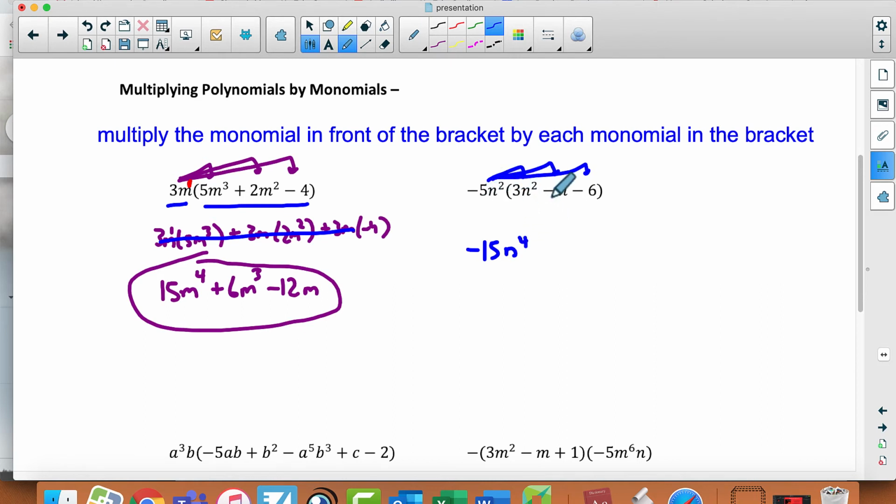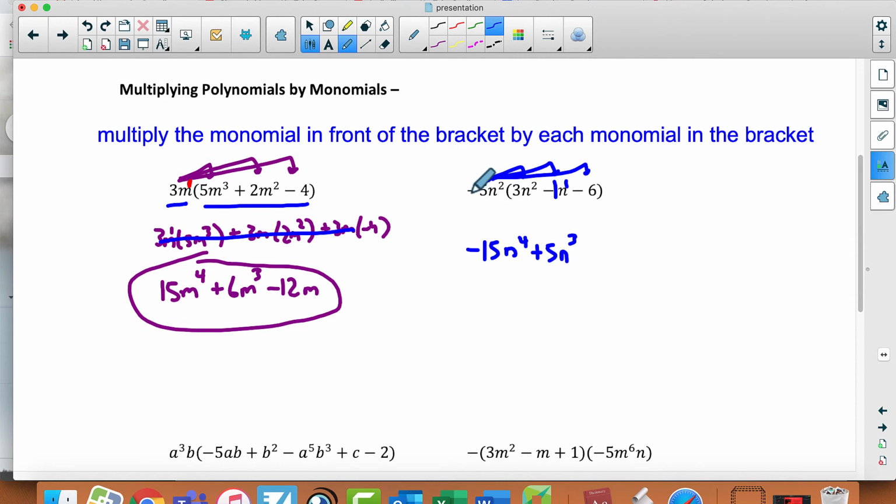Next, negative 5n squared times negative 1n. So first of all, the numbers up front, the coefficients. Negative 5 times negative 1 is positive 5. And then n squared times n to the 1. We keep the base the same and add the 2 and the 1 and we get 3.